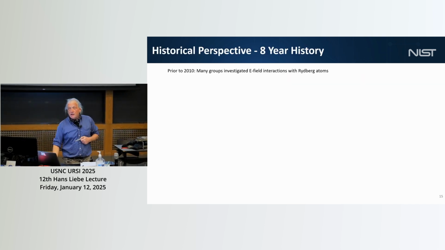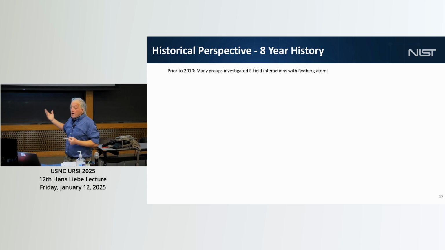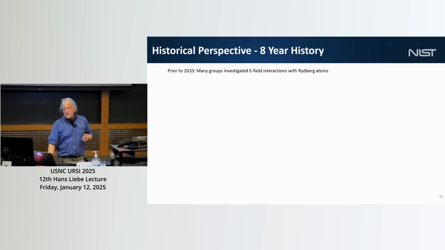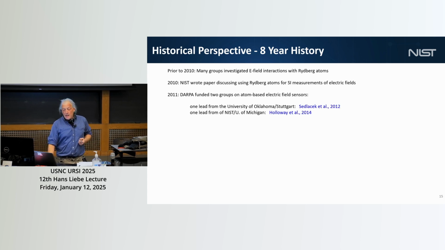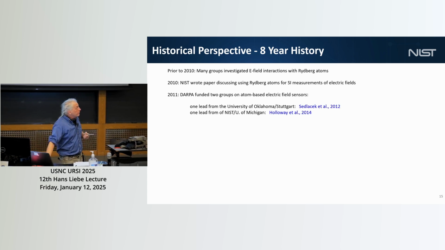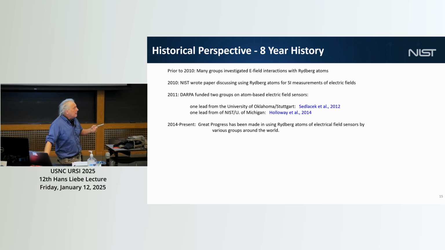A little bit of perspective here. Like I said, prior to about 2010, people knew that these Rydberg atoms interact with electric fields and it changes the state and so forth. In 2010, we wrote a paper that said if we could make a measurement based on these Rydberg atoms, we'd have an SI traceable probe. Then DARPA started funding a couple of groups. There was my group at NIST that they funded and a group at Oklahoma. We started working on this and made a lot of progress, especially after about 2014. We started making huge gains.